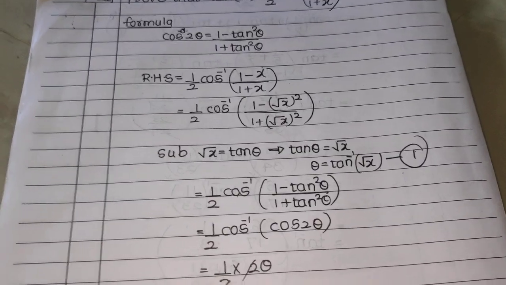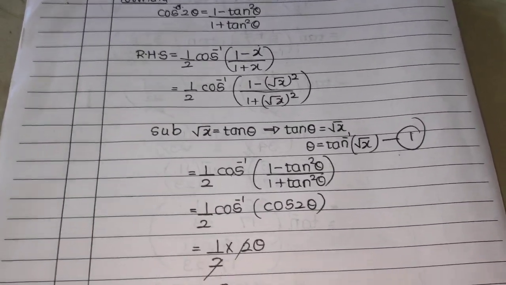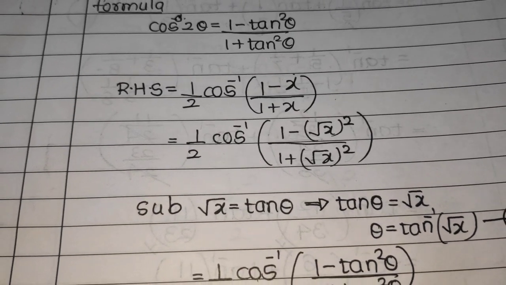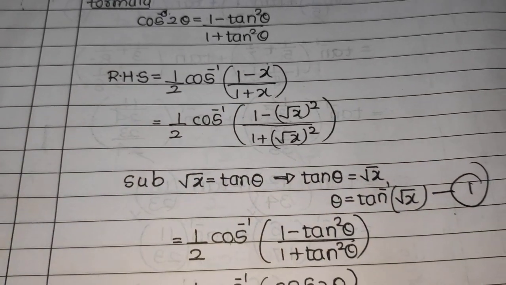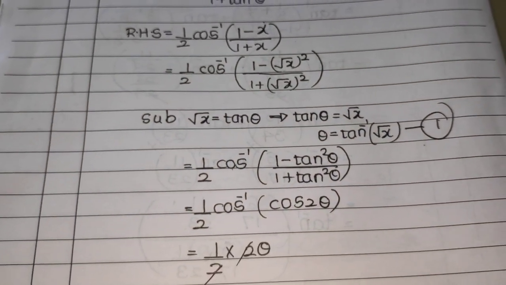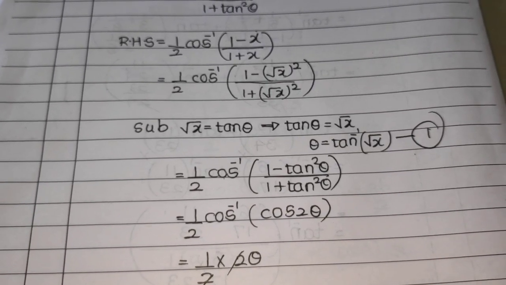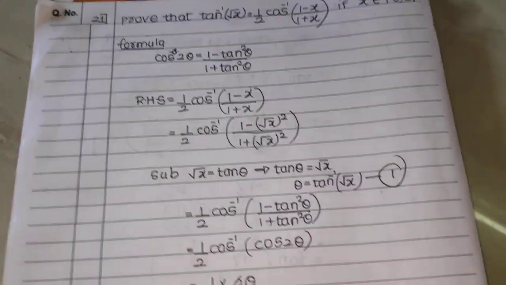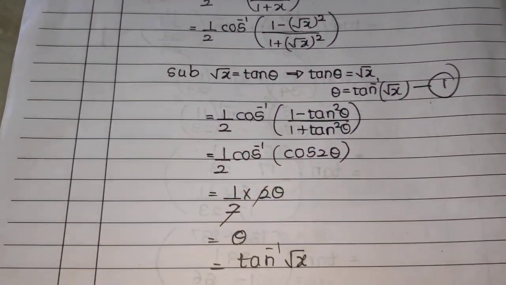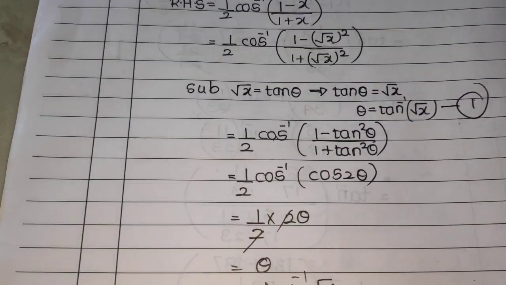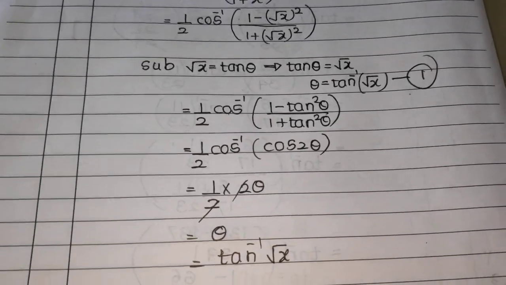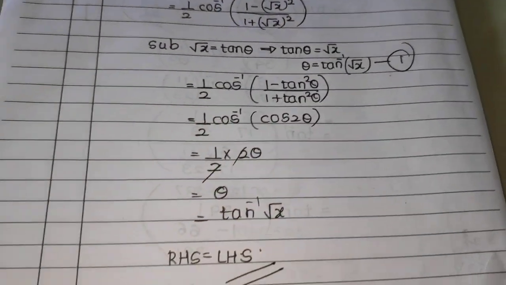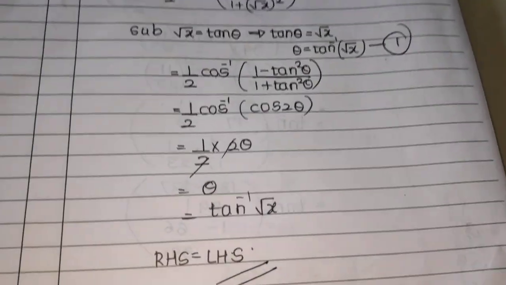So the right hand side is half of cos inverse of (1 minus x) upon (1 plus x). Now this x can be written as root x the whole square, and then substitute root x equal to tan theta. This shows tan theta equals root x, and also theta equals tan inverse of root x. Let's perform the substitution. 1 minus tan square upon 1 plus tan square is nothing but the formula of cos 2 theta. Now cos inverse of cos 2 theta.